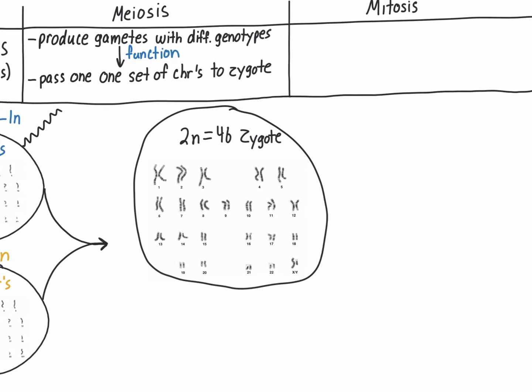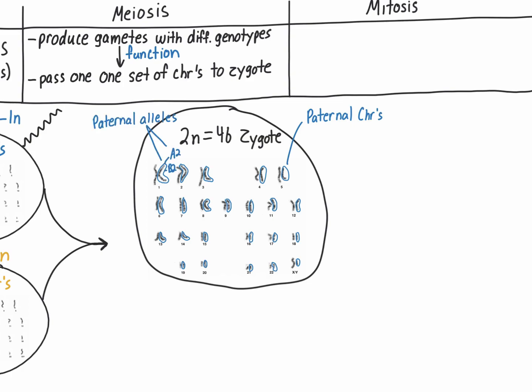In this zygote's karyotype, 23 chromosomes came from the sperm and are termed the paternal chromosomes. The alleles on those chromosomes are called the paternal alleles. The 23 chromosomes from the egg are the maternal chromosomes, which carry the maternal alleles. At this point, the offspring consists of only one cell, the zygote.